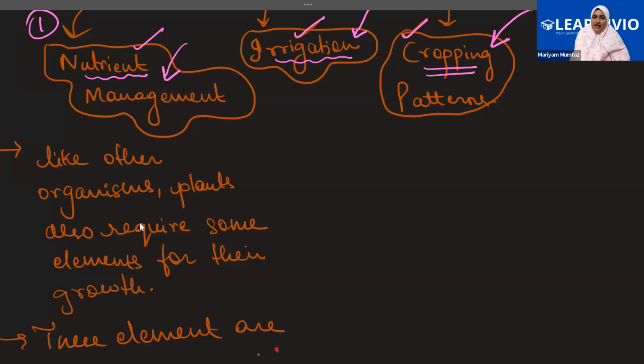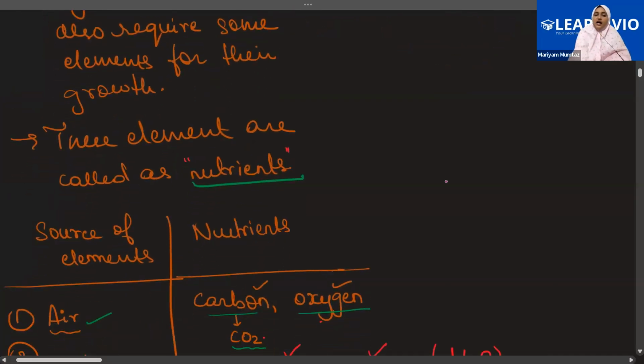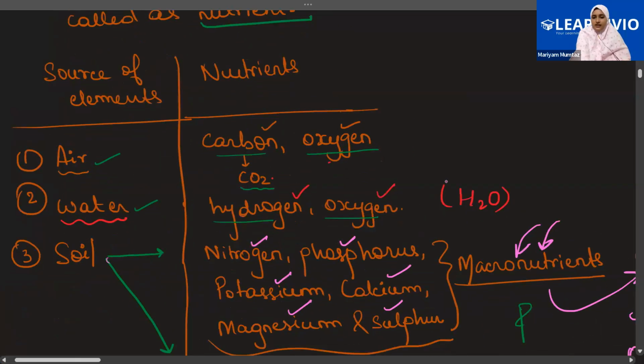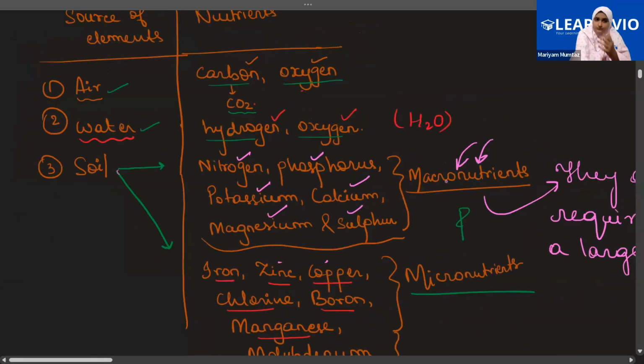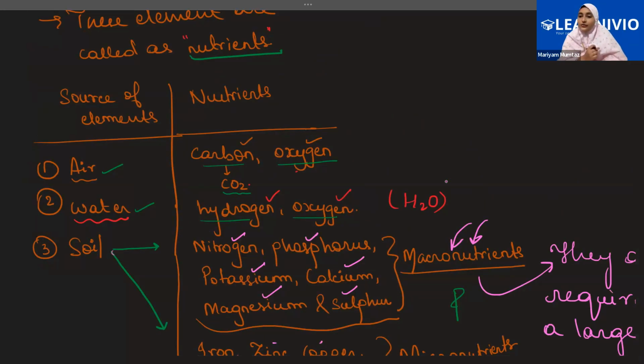Just like other organisms, plants also require some elements for their growth. Elements can be nitrogen, phosphorus, sulfur, iron, so many things. These elements are called nutrients. Now let us see what the sources are. The air, water, and the soil are the three sources from where the nutrients can be obtained in the case of plants.